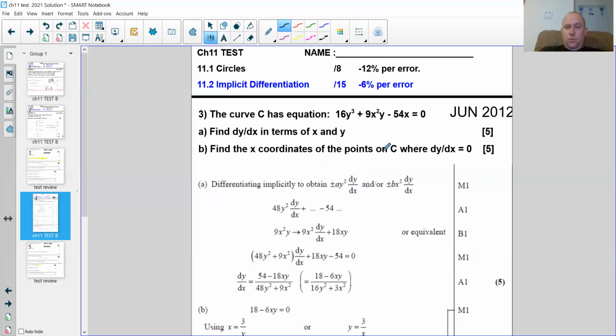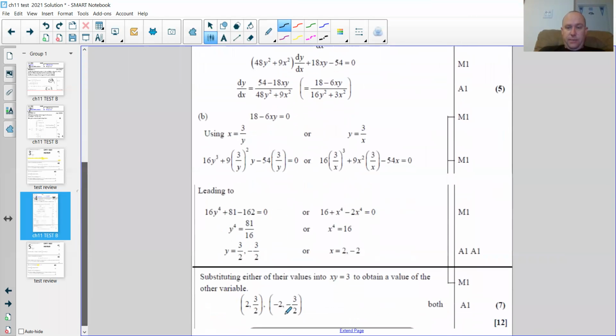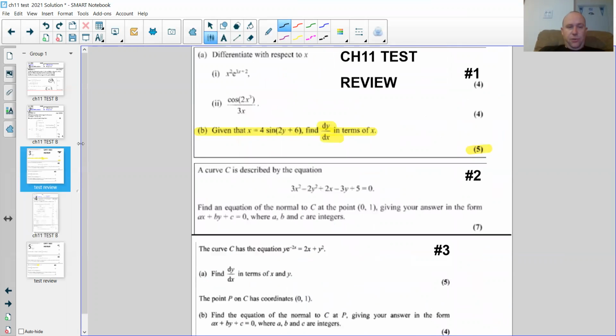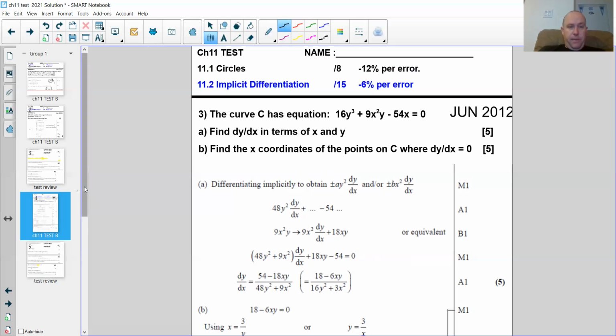So find the x coordinates of the point. Now, the original question didn't actually say that. It actually said find the whole coordinates. And the question was actually worth 7 points. There was actually 2 points at the end for finding out the other values as well. I didn't want to make this question too long because I knew people who didn't get x wouldn't be able to find y either. So I shortened this question just a little bit.